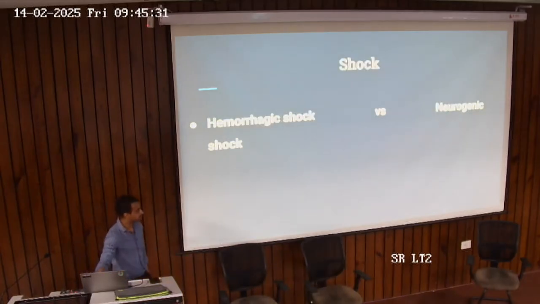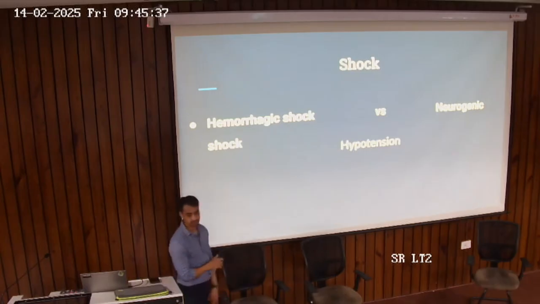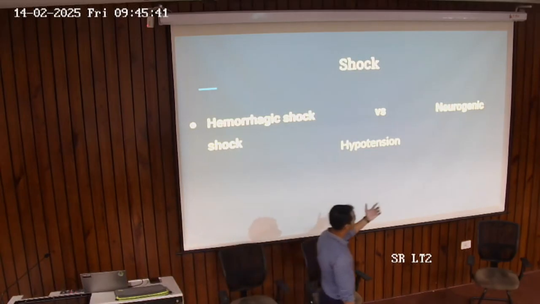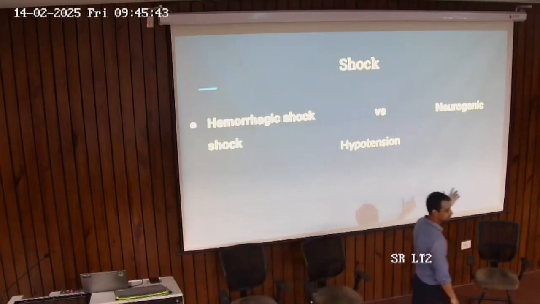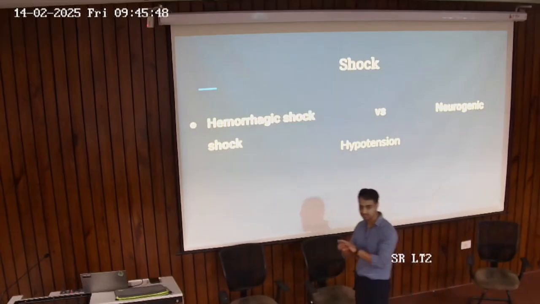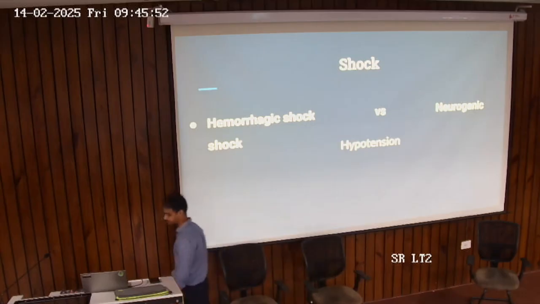So, in both of these patients, there will be hypotension. Why is hypotension happening here? Because there is blood loss. Why is hypotension happening here? Because the nerves to the heart is damaged. So, heart is pumping slowly. How do you differentiate now these two?